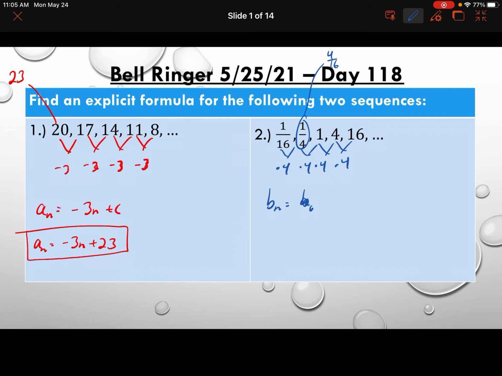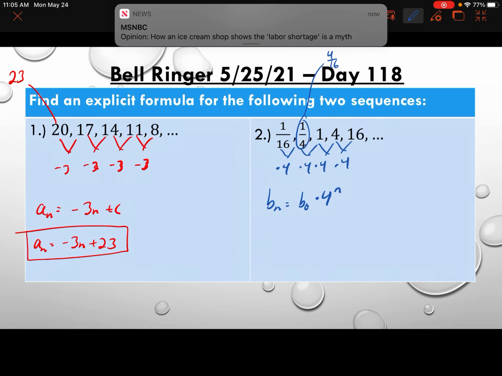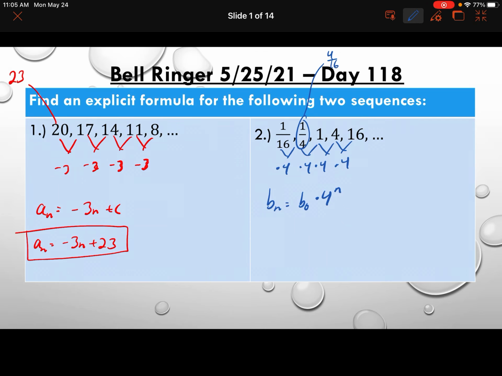So the explicit formula, at least at this point, would be b sub n is equal to b sub 0 times the common ratio 4 to the n power. So now we just have to figure out what the zero term is. Well, if the first term is 1/16, we have to figure out what the term before that would be. Once again, the common ratio is 4, so if I went backwards, I would divide by 4.